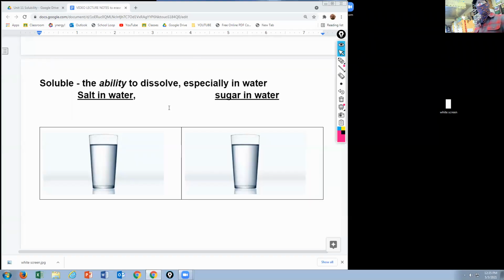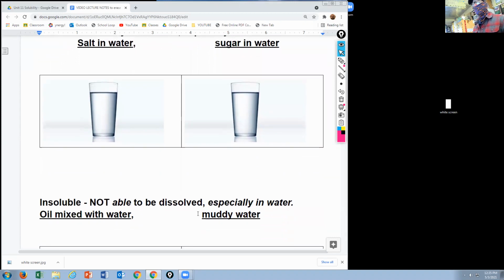So we just talked about what soluble means, and that's the ability to dissolve. And in our class, we're really just dissolving in water, especially this year. So soluble is the ability to dissolve in water.